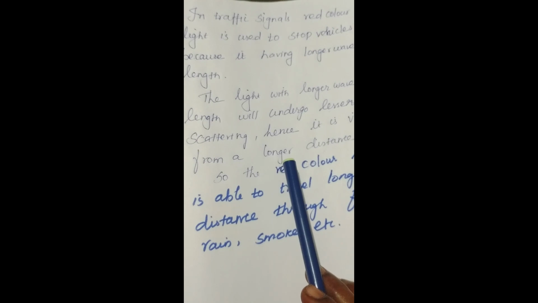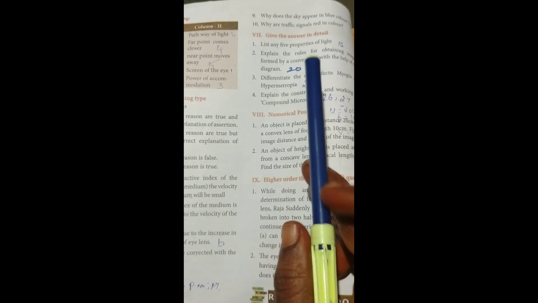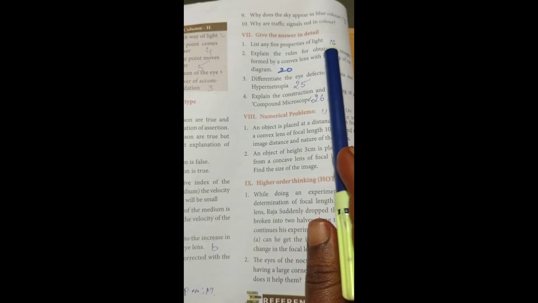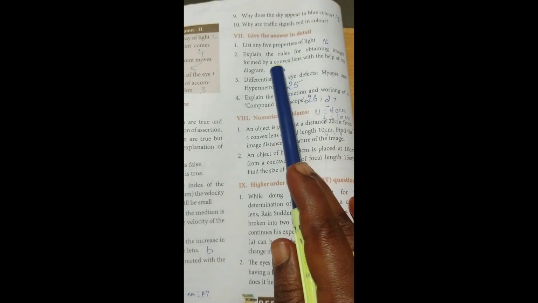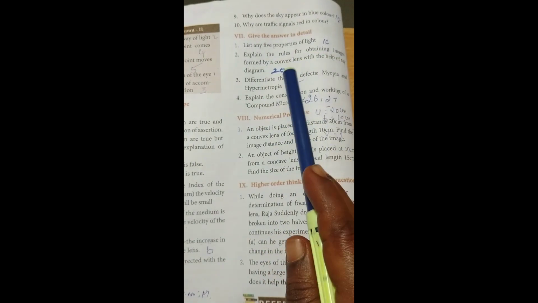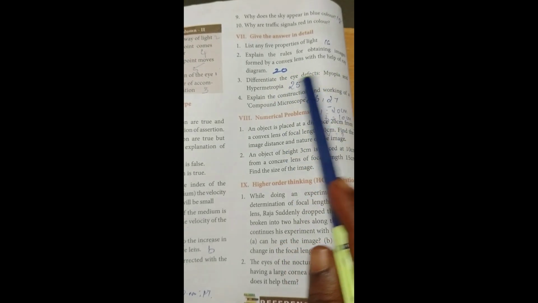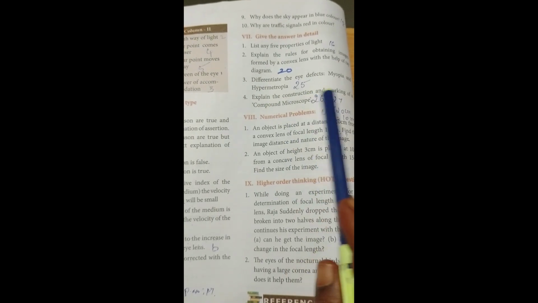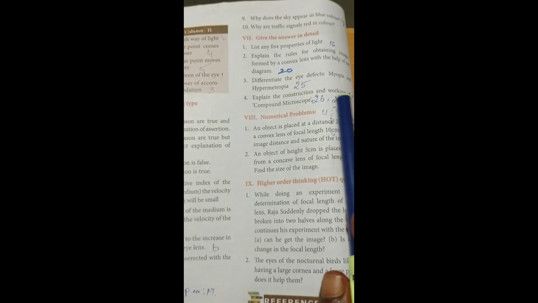Okay, next Roman letter 7th one, detailed answer. Already you marked. List any 5 properties of light. It is given in page number 16. Second question, image formed by the convex lens with the help of ray diagram. It is given page number 20. Differentiate the eye defects, myopia and hypermetropia. It is given page number 25. And explain the construction working of a compound microscope. It is given page number 26 and 27.